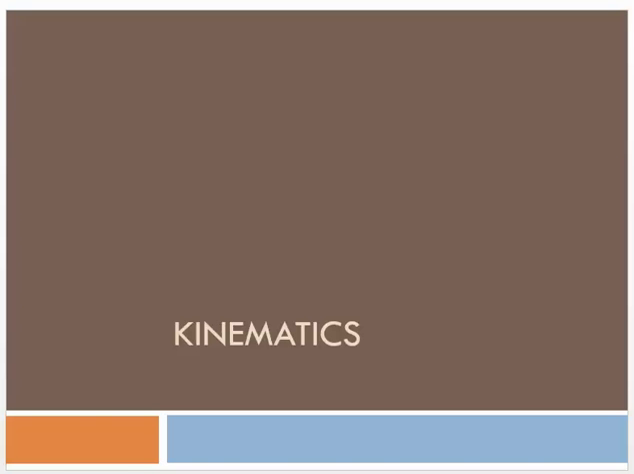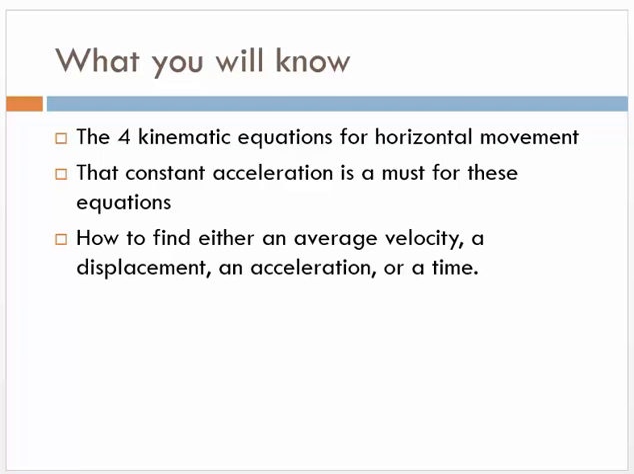Hello, welcome back. We're going to be talking about kinematics here today. Some things that you're going to find out about. First of all, we're going to talk about the four kinematic equations that are used for horizontal movement. That constant acceleration is a must for these equations to work. Otherwise, we can't use them if we don't have constant acceleration. And how to find either average velocity, a displacement, an acceleration, or a time.